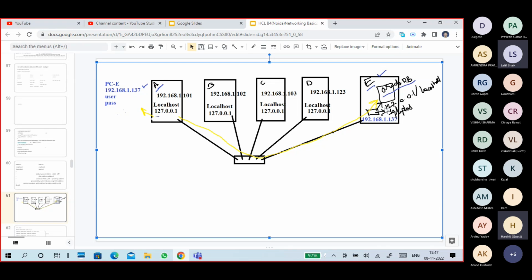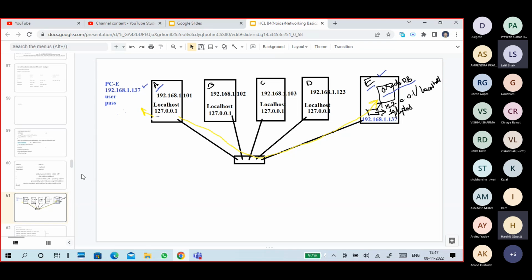127.0.0.1 is a loopback address, also used for self-testing purposes. But when you are accessing a service or some folder or some sharing kind of stuff from other PCs, then definitely you have to use this PC's IP address.